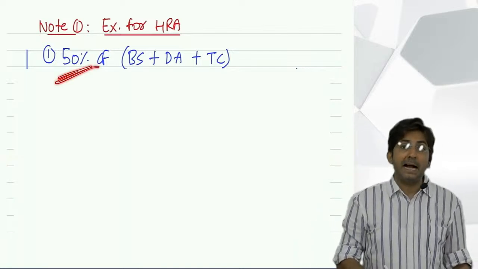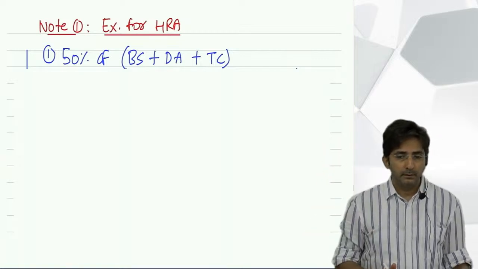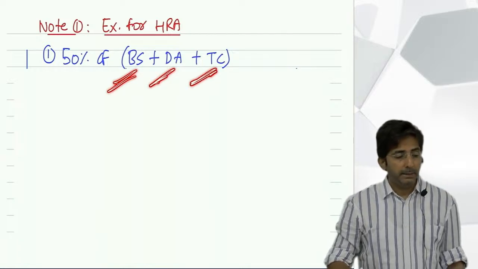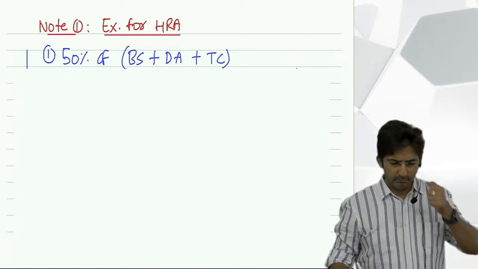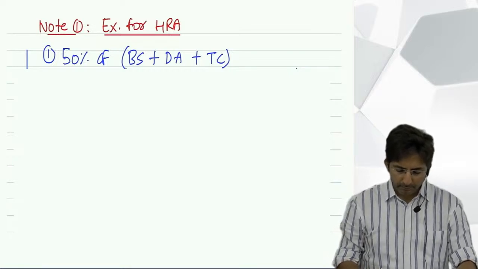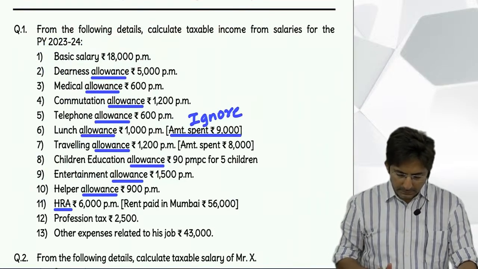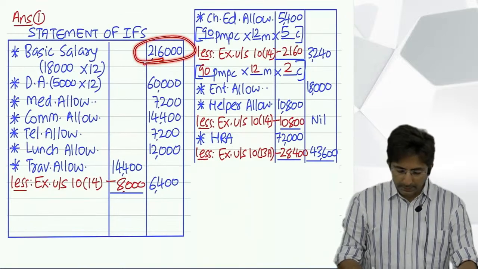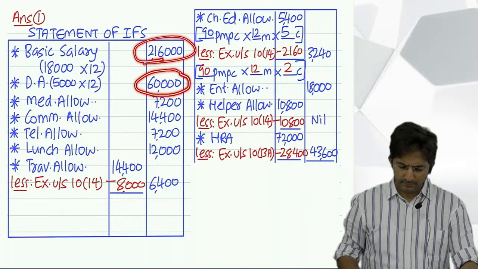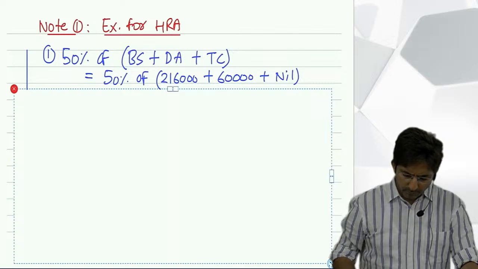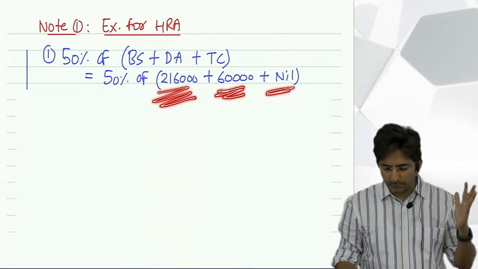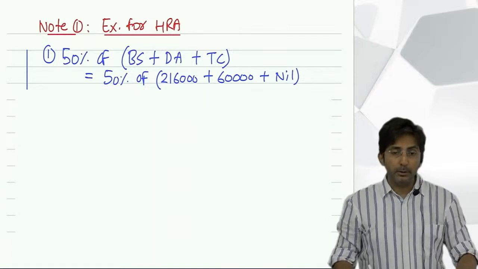Here, 50% of salary is not what you actually get from your boss on a month-to-month basis. You might get many items in the salary structure, but we take only three: basic salary, dearness allowance and turnover commission. So tell me, what is the basic salary? Basic salary is 2,16,000. Okay, dearness allowance 60,000. Turnover commission is not in the question, so nil. Ignore it. So basic salary 2,16,000, dearness around 60,000, turnover commission is not there. 50% because he is paying rent in a metro city.